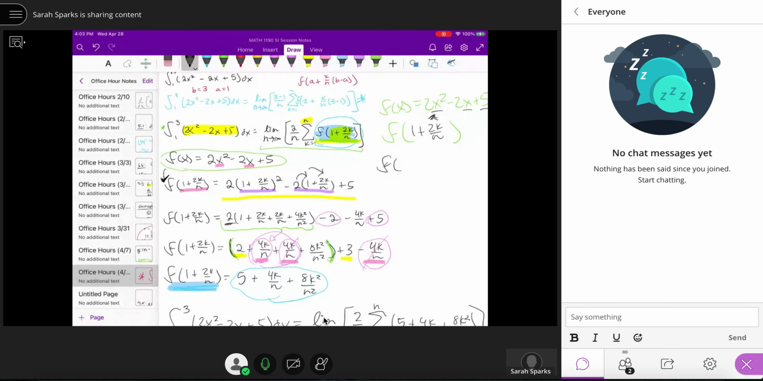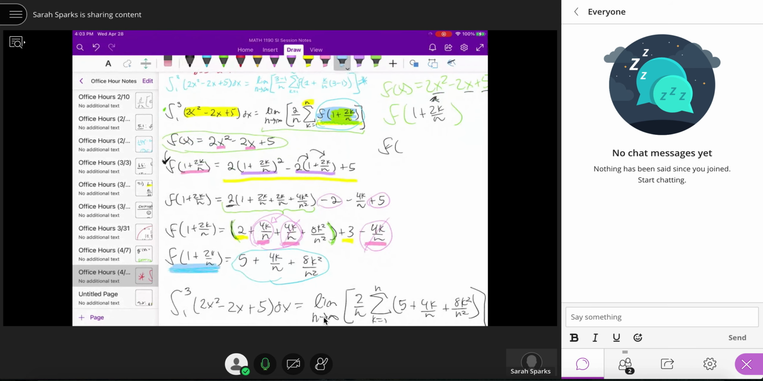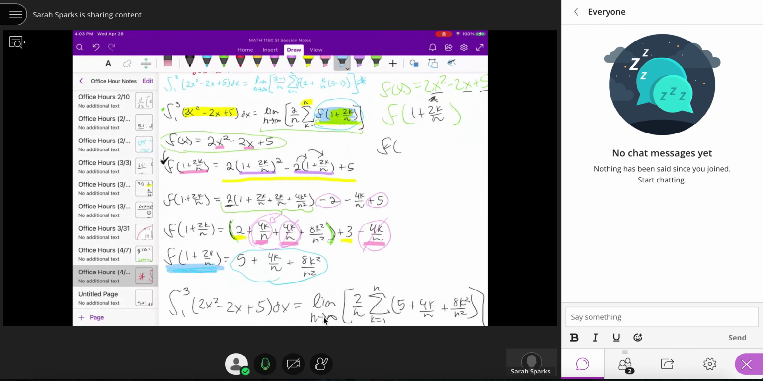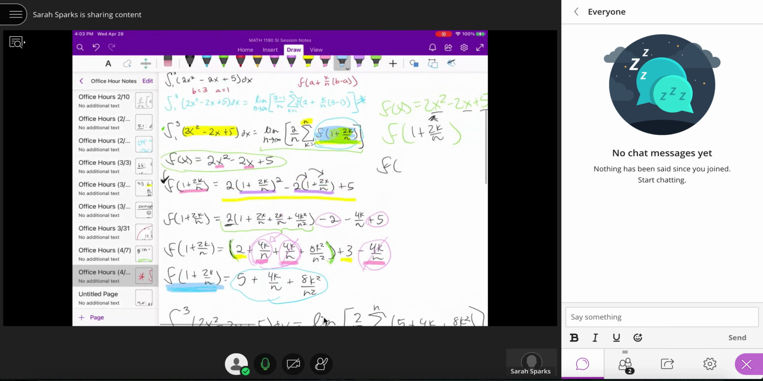And since this is the exact same thing, this f of 1 plus 2k over n is what's inside the summation. We want to get rid of that function. We want to know what the function actually is and substitute it in, since they're equal to each other. Oh, okay. Okay, it's making sense now.